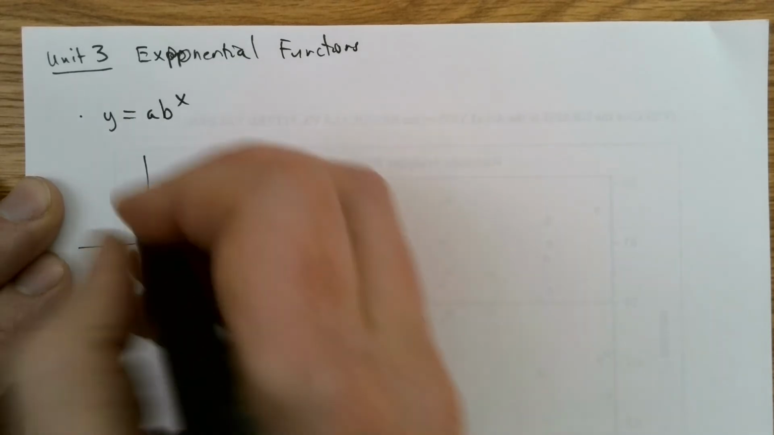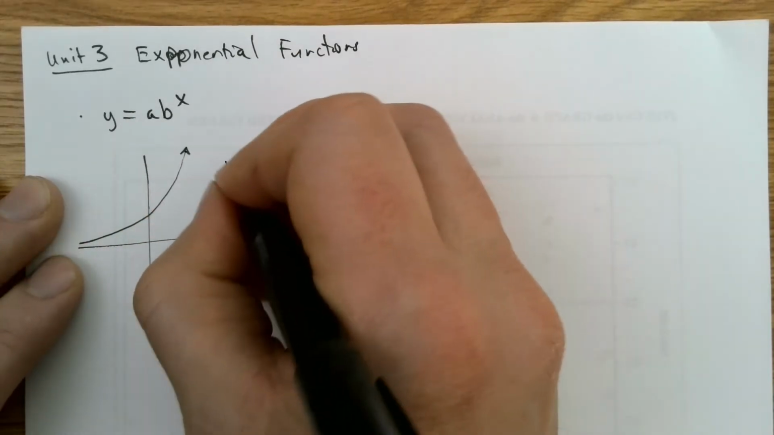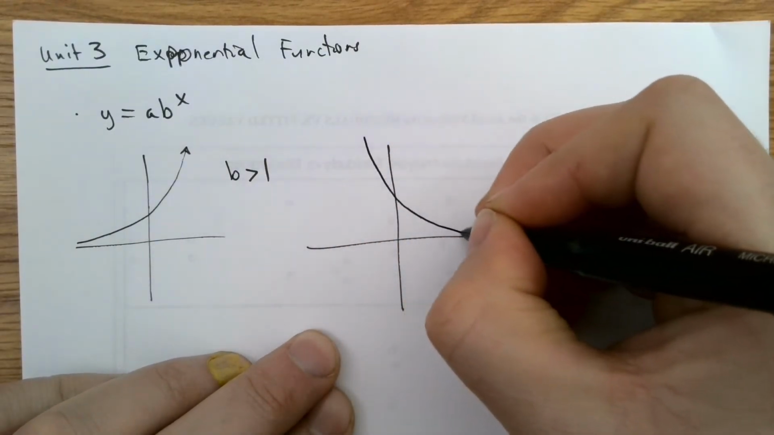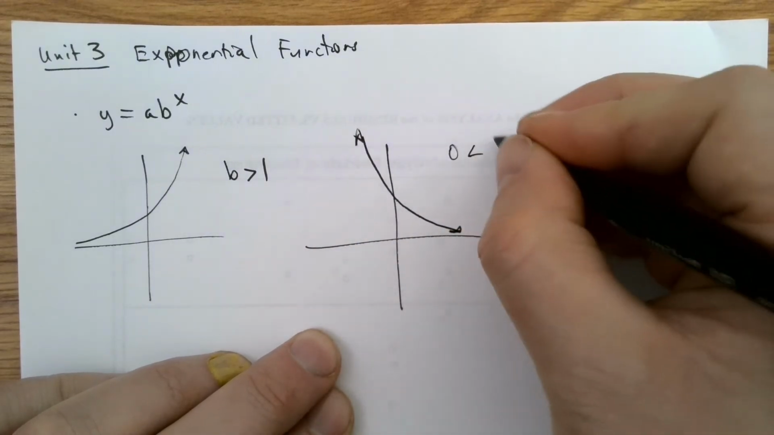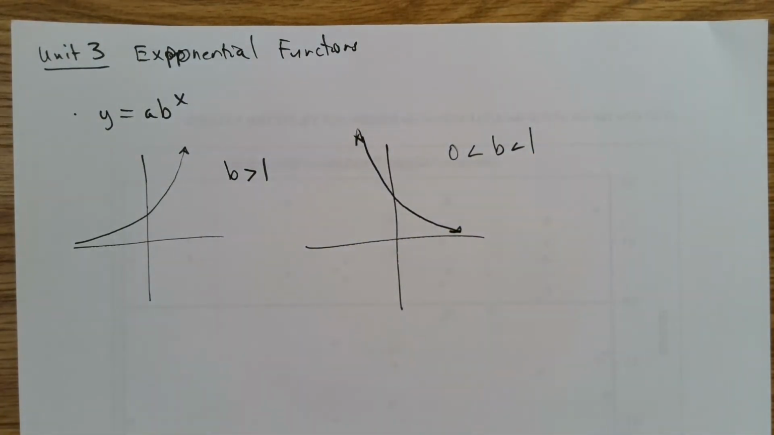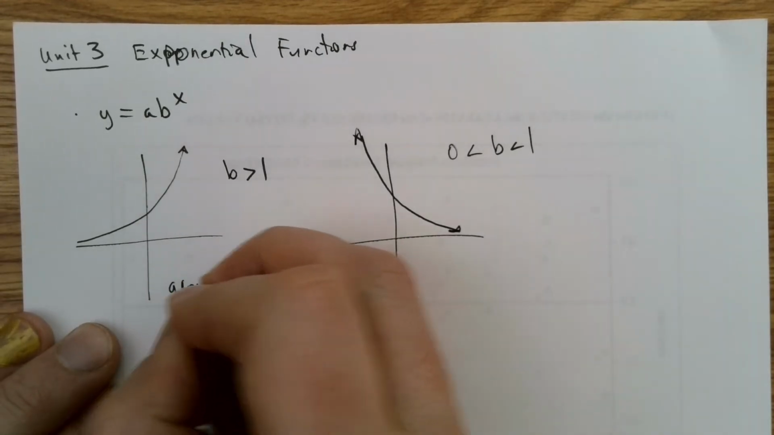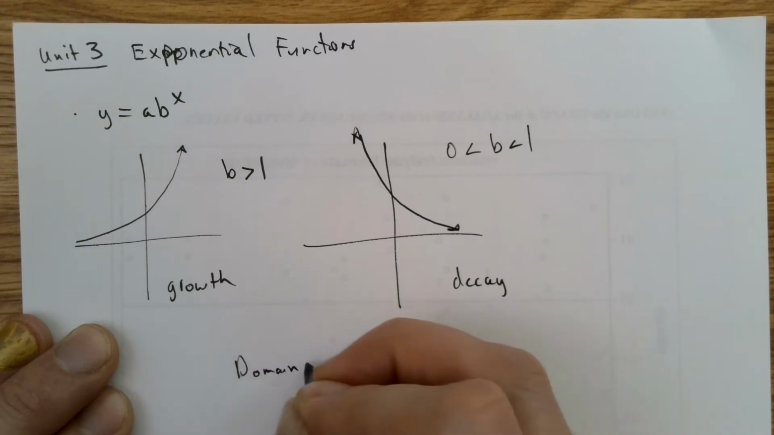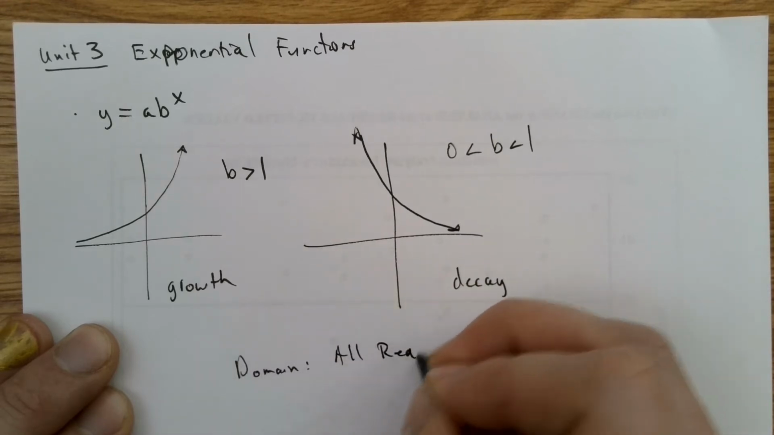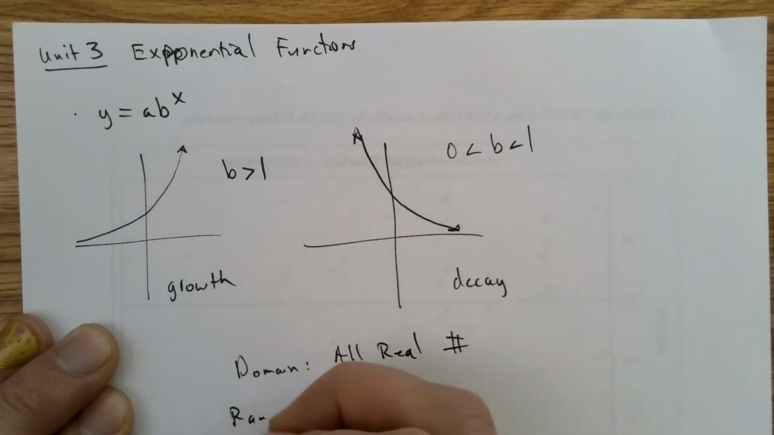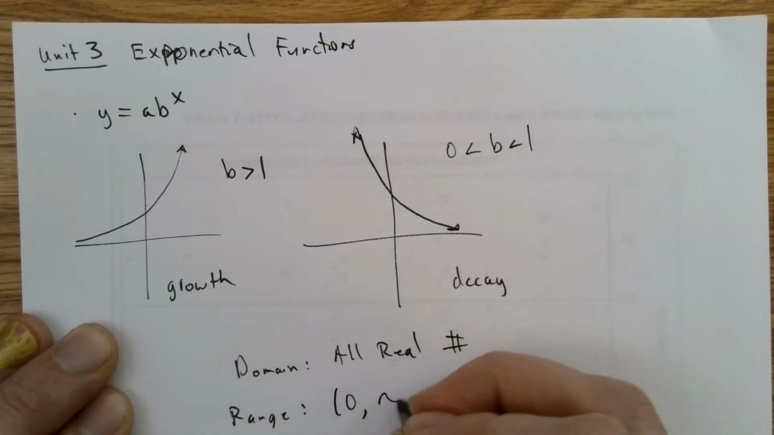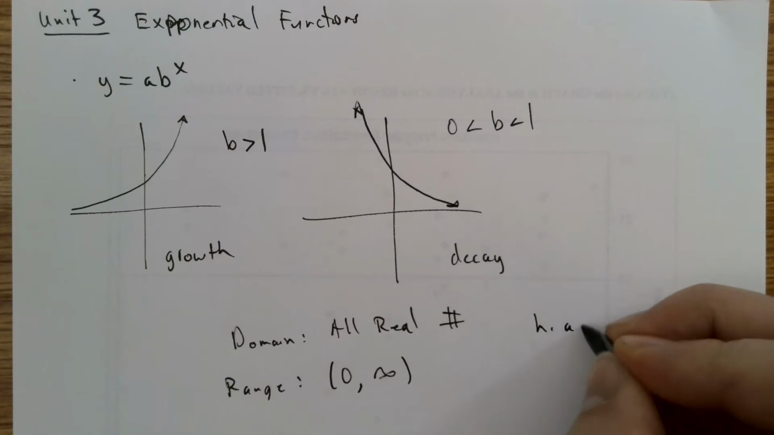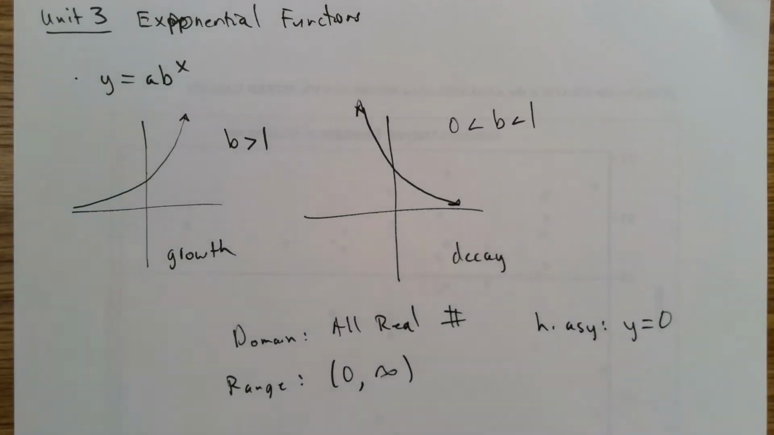And we noted that if b was greater than 1, it looked like this. And if b was less than 1, our graph looked like this. And by less than 1, I mean between 0 and 1. It couldn't be negative, nor could it equal 1. We called this growth, and we called this decay. The domains of both of these was all real numbers. And the ranges of both of these was all values greater than but not equal to 0. And both of them have a horizontal asymptote at y equals 0.